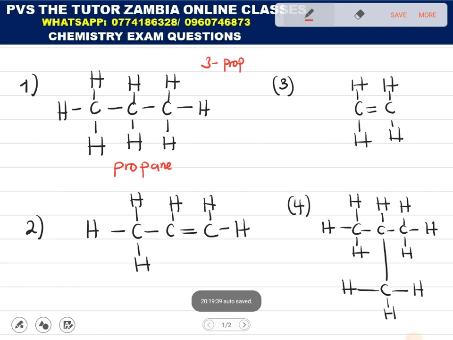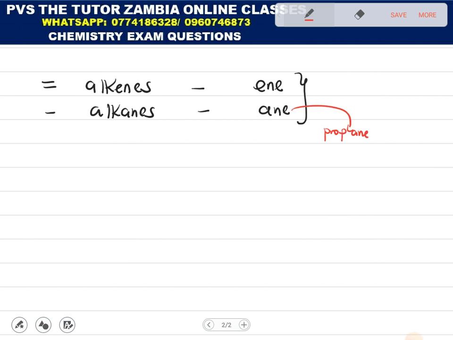Let's go to 2. In 2, you can see that there's a double bond somewhere here. So I'm going to forget about isomerism for now. Let's just look at the natural way of naming this. That is for part 2 only. So how many carbon atoms are here? There are 3, but there's a double bond here. This means we are dealing with an alkene. So we have a prop, and we're going to add ENE at the end. So this is propene.